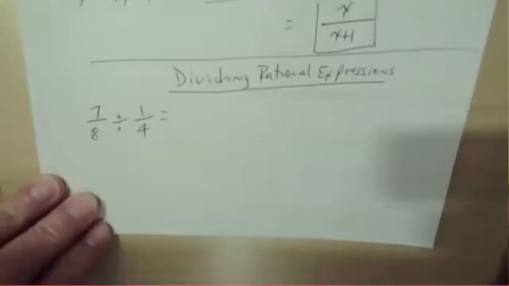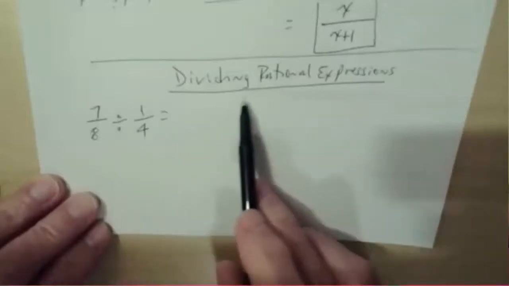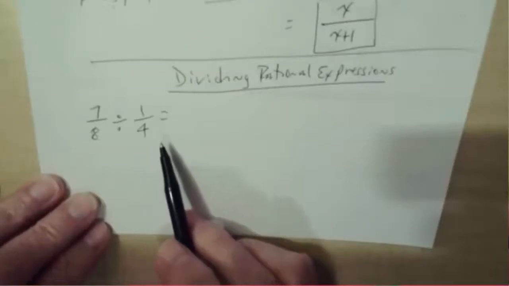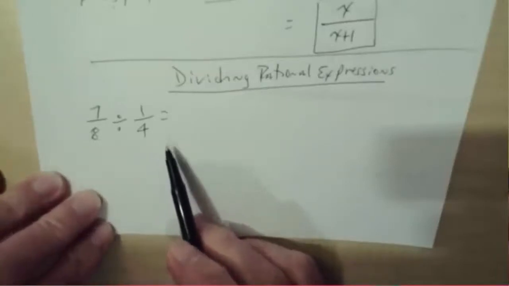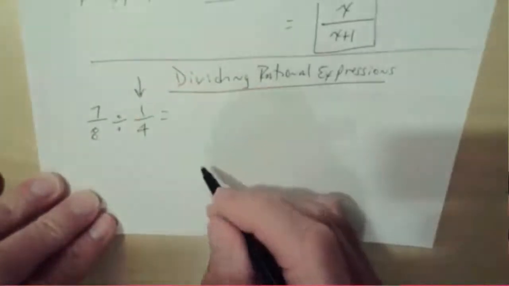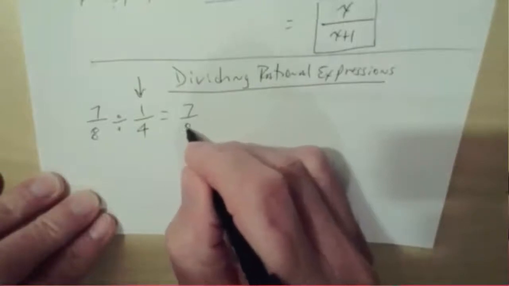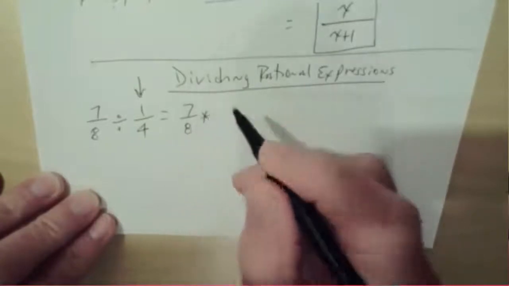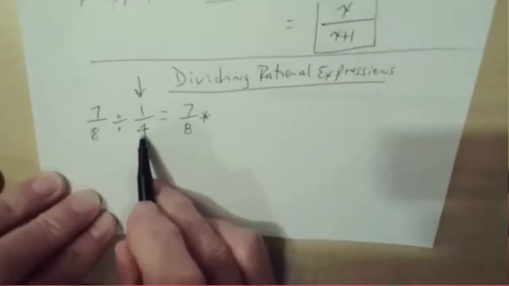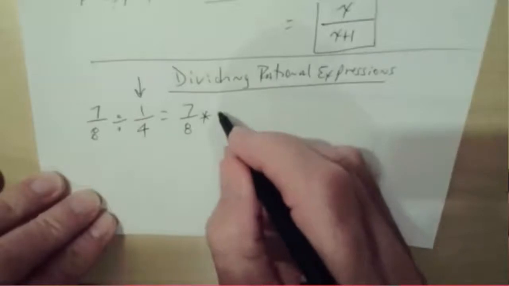Okay, how do we divide fractions? You don't. You multiply by the reciprocal. What does reciprocal mean? Flip it over. Only this one. So we have 7/8 times, you do not divide fractions. You multiply by the reciprocal of the second number, and the reciprocal means flip it over.